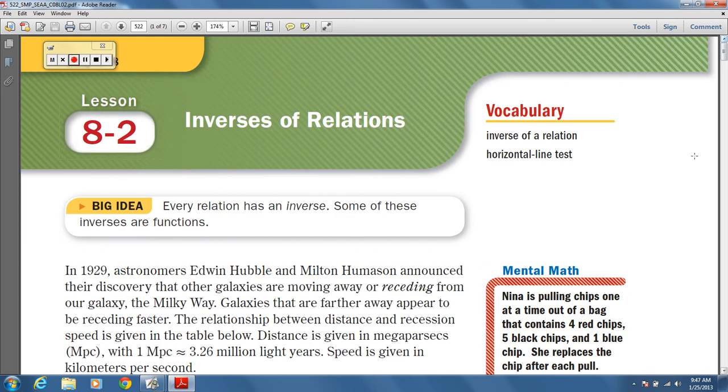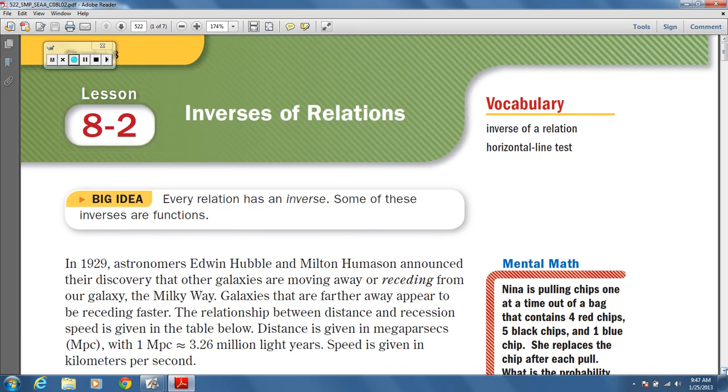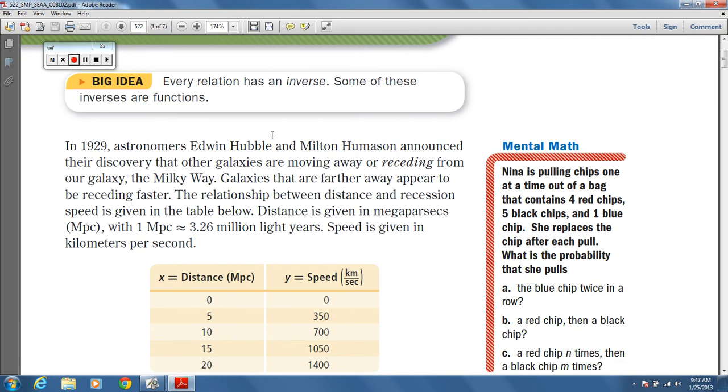There we are. Okay, in 1929, astronomers, I think that's Hubble. I don't know what that is. Humason, I don't know. I'm just making that up. But they have cool first names, Edwin and Milton.